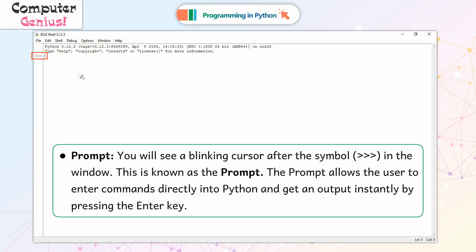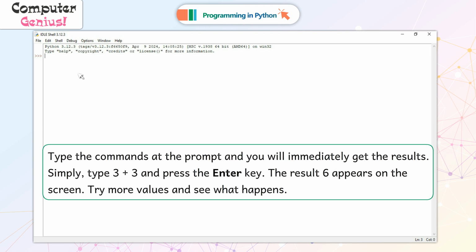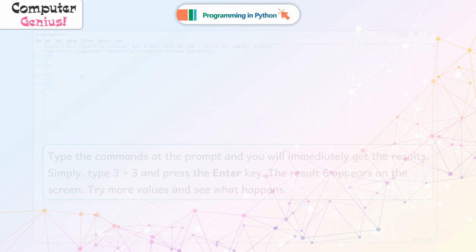The prompt allows the user to enter commands directly into Python and get an output instantly by pressing the Enter key. Type the commands at the prompt and you will immediately get the results. Simply type 3 plus 3 and press the Enter key. The result 6 will appear on the screen. Try more values and see what happens.